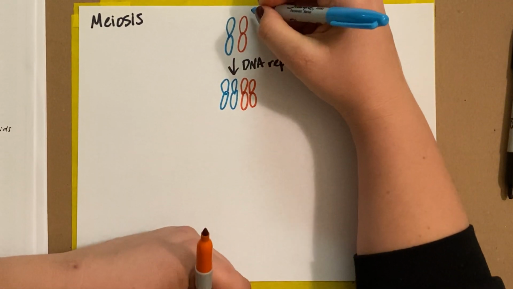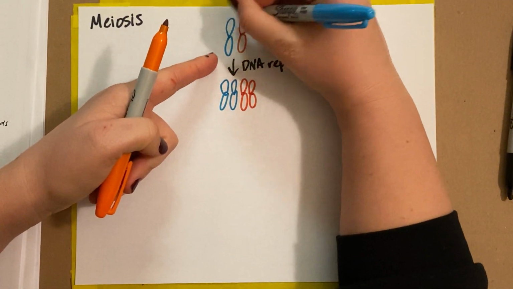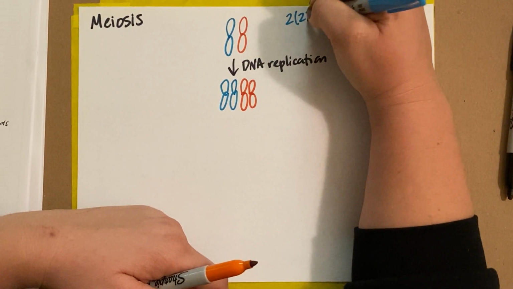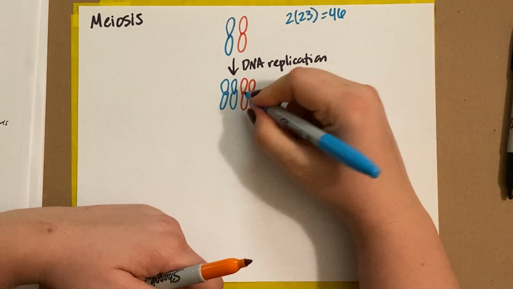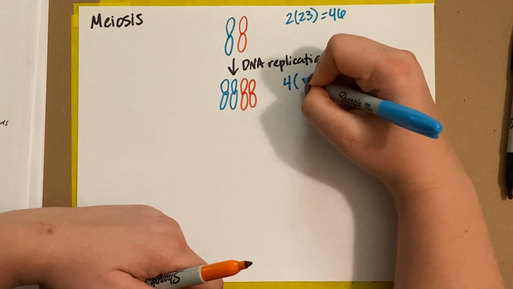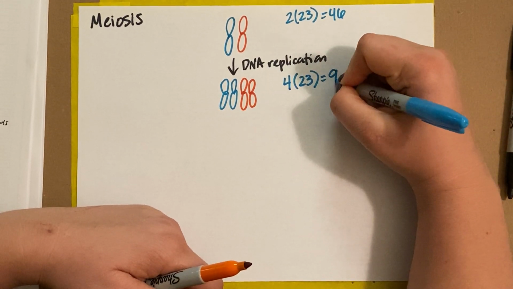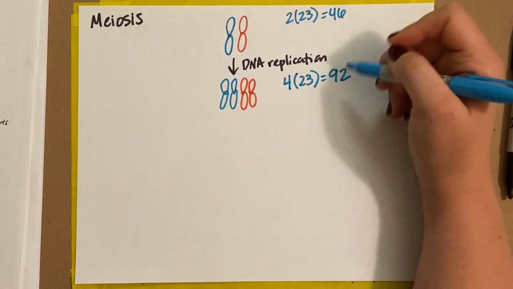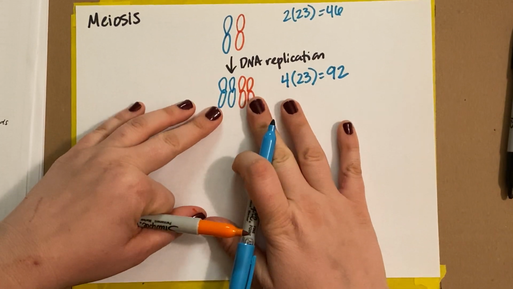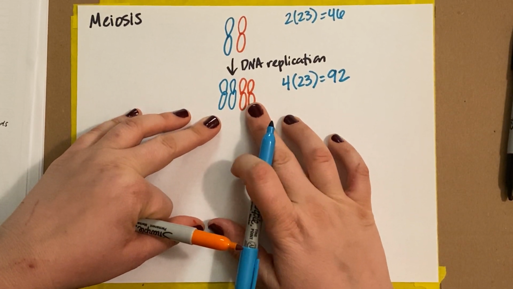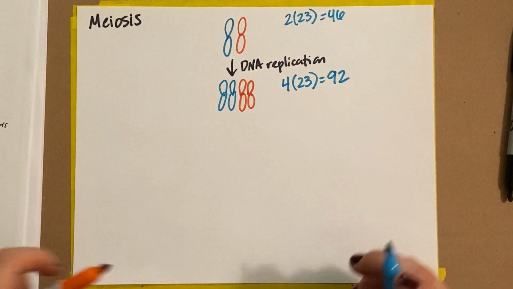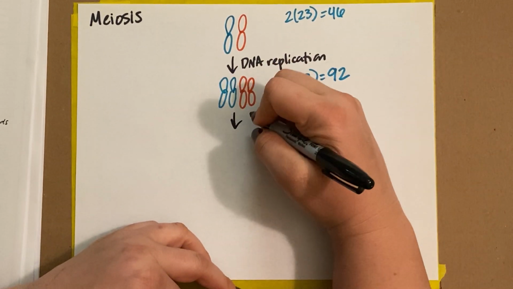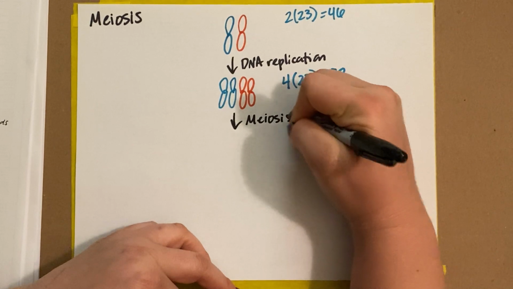Okay, so what you're going to see is that at this point we have 2 of each chromosome. And if we have 2 of each chromosome, there's 23 chromosomes. So again, that's 46. At this point, we're actually going to have 4 of each chromosome, which is going to be 92. So this is the number of chromosomes we're actually going to start with. I'm only showing one set of chromosomes, but you'd have to imagine that there are 22 other chromosomes that are not drawn.